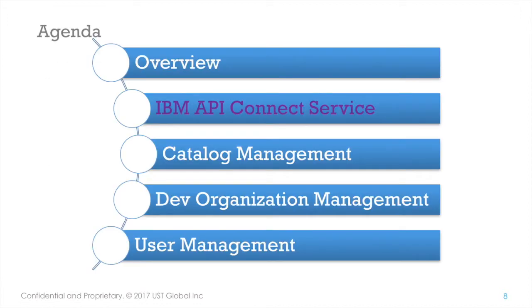On the IBM Cloud Platform as a Service, we have the possibility to create different elements like applications. We have VMwares, we have Dockers, and then we have different services. In this case, we have the IBM API Connect service.